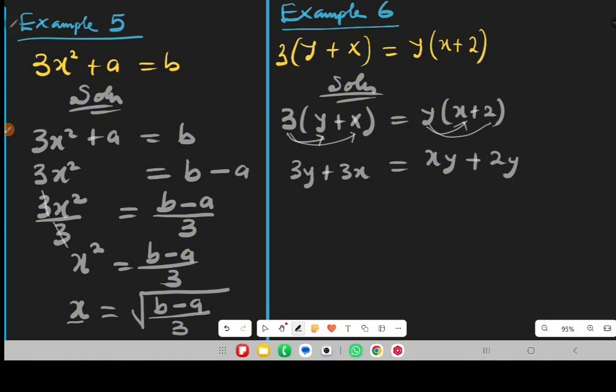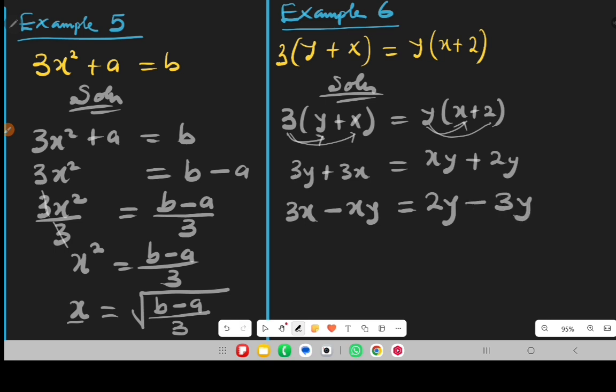Then we move further by collecting the like terms. That is, we retain 3x, and xy on the other side of the equal sign, crossing the sign of equality, it becomes minus xy, equal to. We retain 2y on this side, then plus 3y on the other side, crossing the sign of equality, it becomes minus 3y.